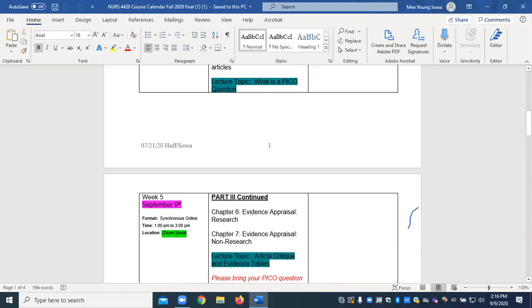Is everything clear? At least, can you identify whether your article is level 1, 2, 3, 4, 5? That's really important, okay? Can you do that? And make an appointment with your coordinator if you don't have a PICO yet.